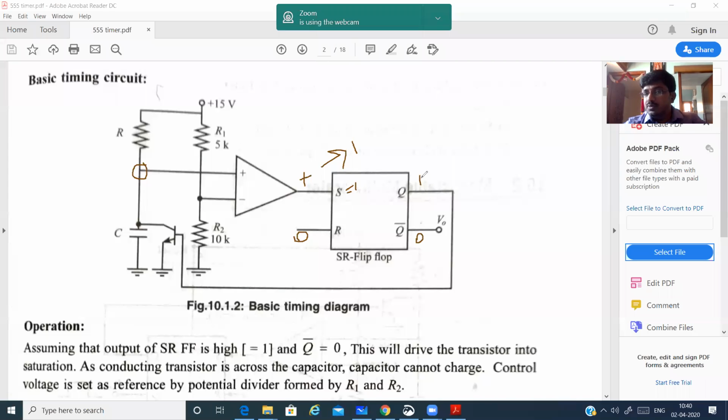When Q becomes 1, what happens? Since it is connected to the base of this transistor, when logic 1 is given, you know that logic 1 is equivalent to what? The analog equivalent is 5 volt, right? So when 5 volt is given to the base of this transistor, what happens? The transistor will switch on. When the transistor is switched on, since the base is given 5 volt, automatically the base current will be more.